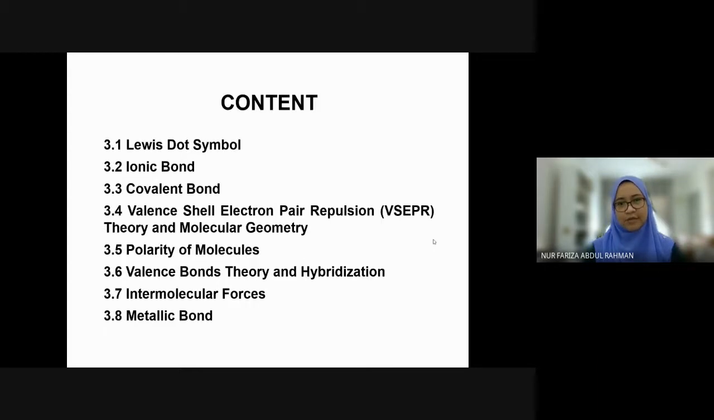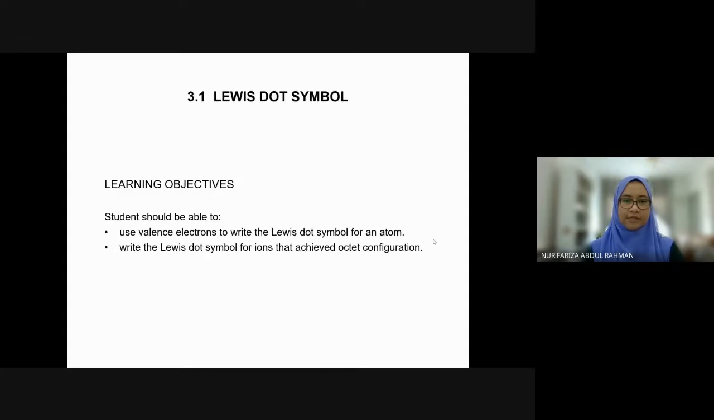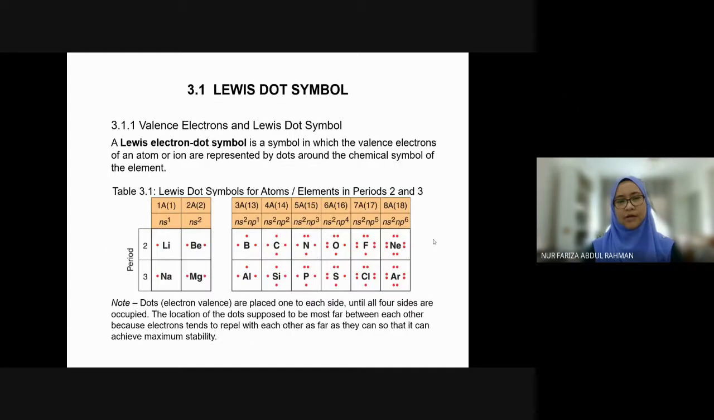Right. Topic 3, chemical bonding. So these are the content, the subtopics that will be covered in this topic 3. Okay, all right. So we're gonna start with Lewis dot symbol. Okay, 3.1. So we have 2 LO for this one. Okay, right. Valence electron and Lewis dot symbol.